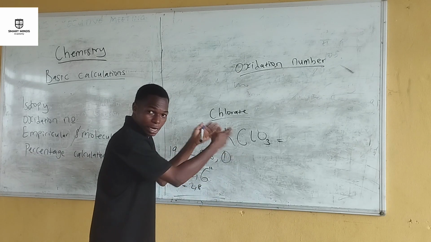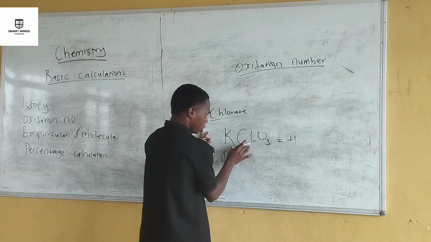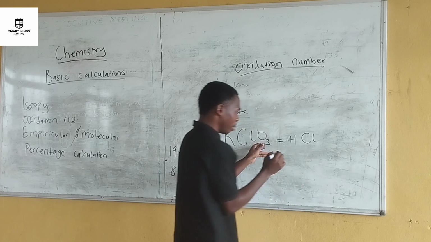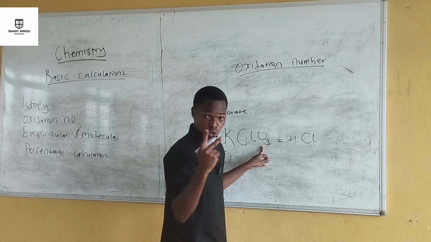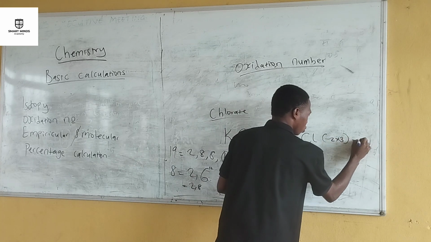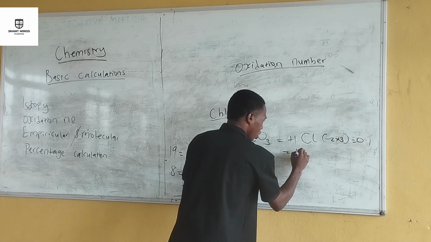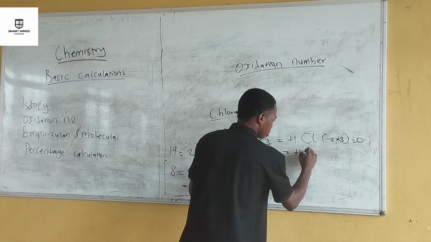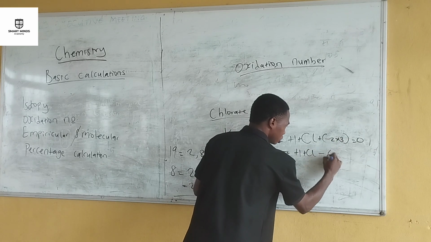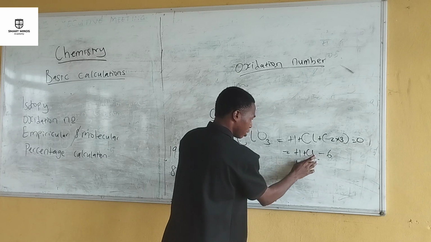So can you solve this? Let's solve. The combining power of potassium is plus 1. We are looking for chlorine. Then remember, oxygen is minus 2, minus 2 times 3, and all equals 0. Follow. So we have plus 1, plus chlorine, plus this, will be minus 6. This is minus 6.